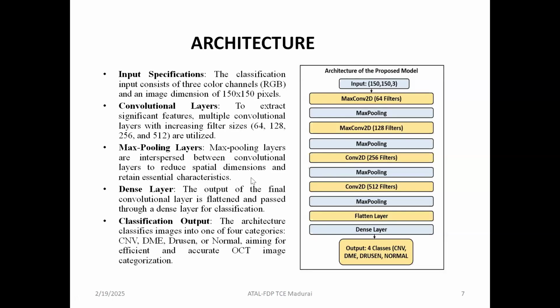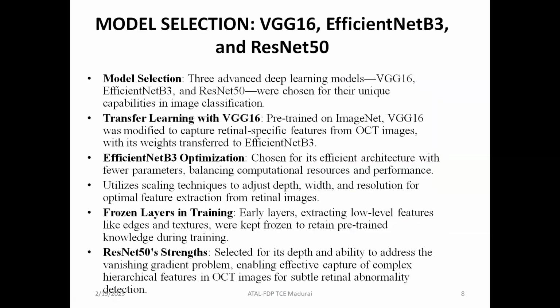So finally, the output of the final convolution layer is flattened and passed through the dense layer to get the output, where this is a multi-class classification problem. It is not a binary problem. It is a multi-class problem. So in this architecture, we have selected the three models which I told you: VGG16, EfficientNet B3, and ResNet50.